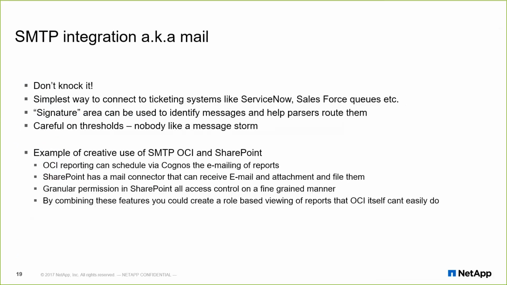And last but not least, there's SMTP, or AKA mail to everybody else out there. Don't overlook this. It's a seemingly simple component, but it's a great way to introduce OCI events and things like that into ticketing systems like ServiceNow. And in my former life, I used the queues in Salesforce to accept these things and assign tasks to people. It's pretty simple to do. You just have to set up the target mail server. We have to have an SMTP relayer or mail server, and then you just give it the person that you want it to go to.